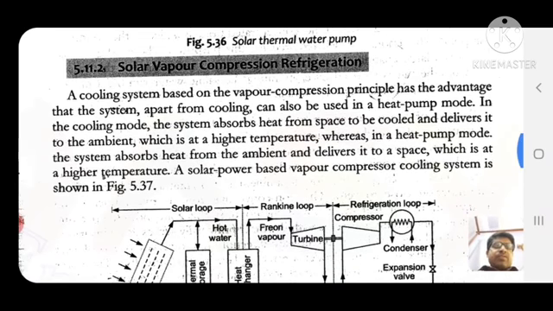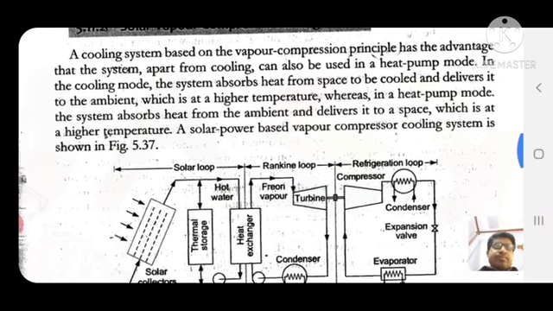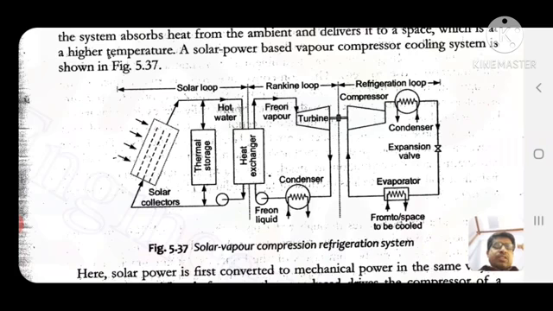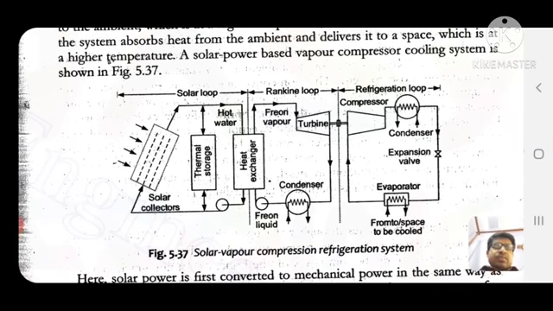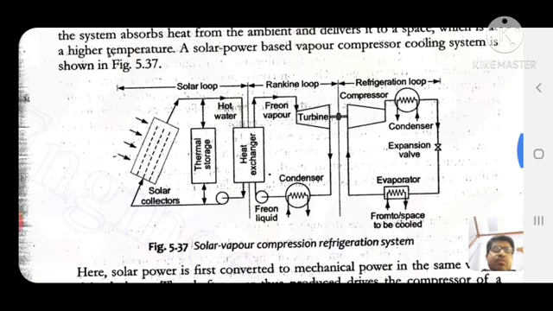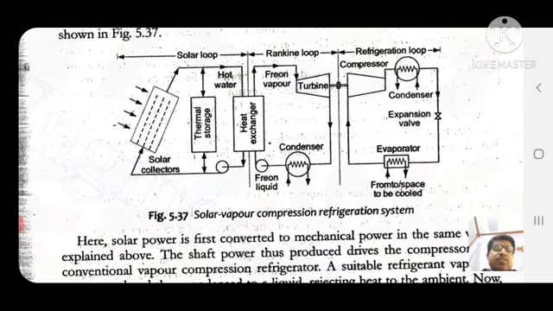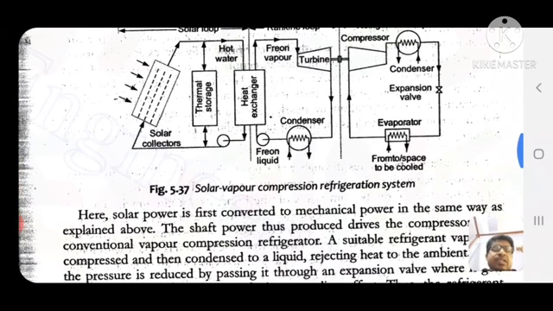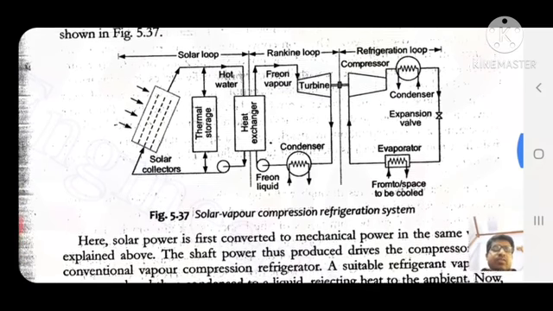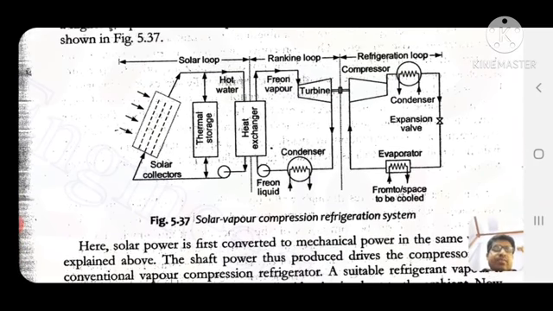A solar power based vapor compression cooling system is shown here. A solar vapor compression irrigation system: solar collector, this one is the hot water, heat exchanger, Rankine loop, condenser, heat exchanger, evaporator from the space to be cooled, okay, Freon liquid. Here, solar power is first converted to mechanical power as explained above. So this is the schematic sketch of the solar vapor compression refrigeration system.